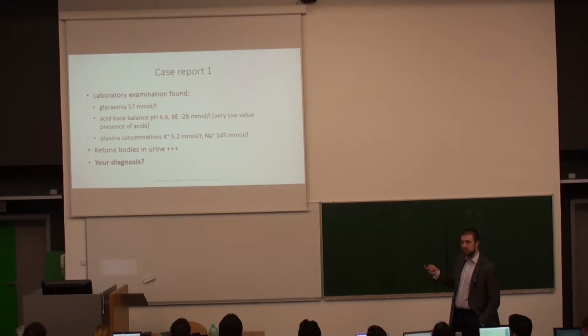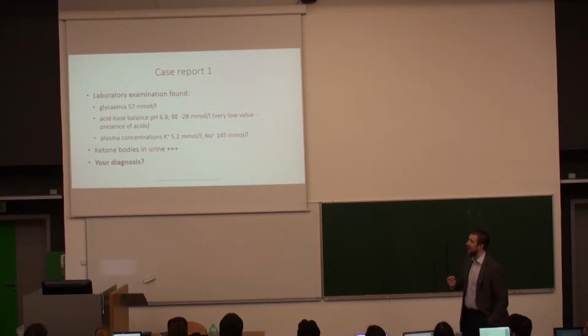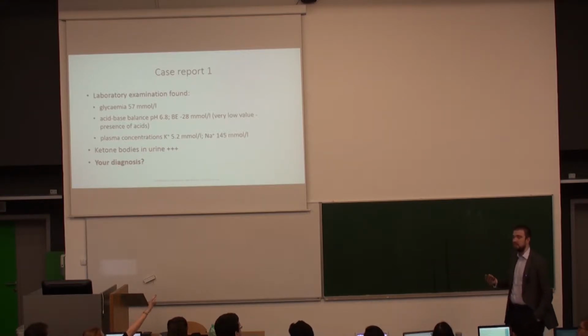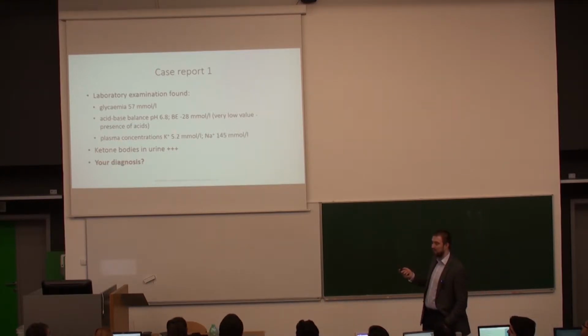Base excess means, if it's positive, that you have excess of bases. If you have base excess negative, that means that you have excess of acids. Yes? And low value of base excess means lot of acids inside. Can you repeat it, please, slowly? Yes. pH, you know what is it? That's minus decadic logarithm of concentration of hydrogen protons. And BE means base excess.